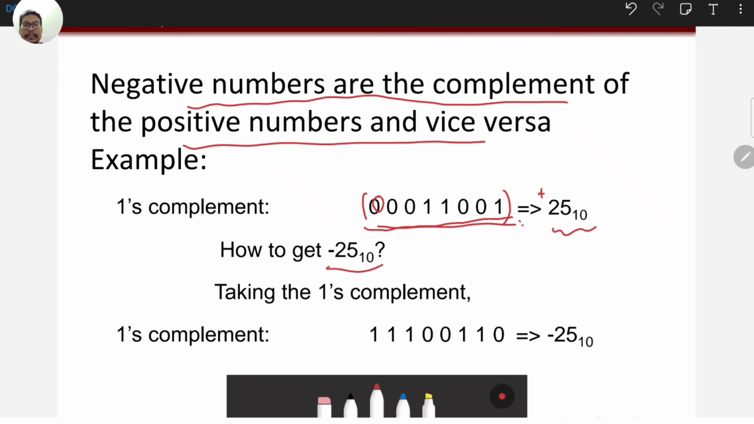However, for negative 25, what we need to do is get the plus 25 first. So this is our plus 25, and we are going to complement every bit in the binary. For example, if it's 0 here, we make it a 1, a 0 here is a 1, a 0 here is a 1, a 1 here becomes a 0, and so on. After we flip all the bits, that final representation is our negative 25 representation in 1's complement.